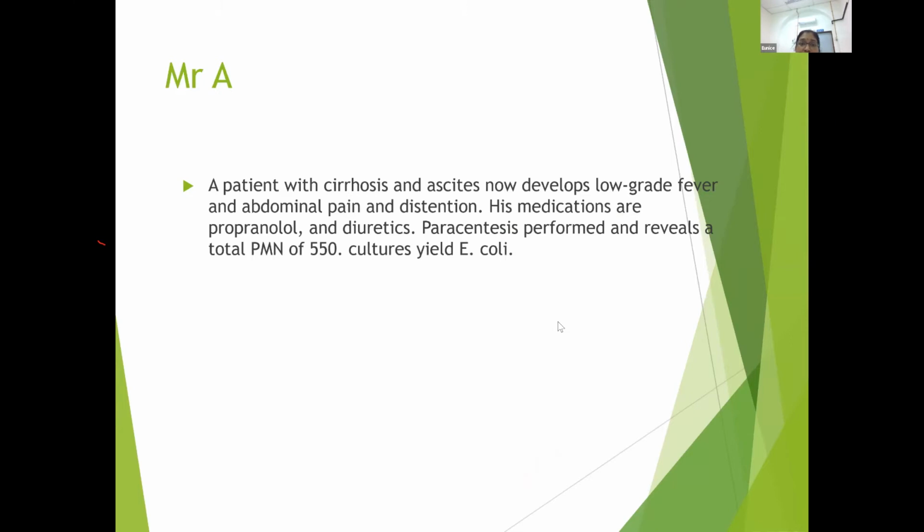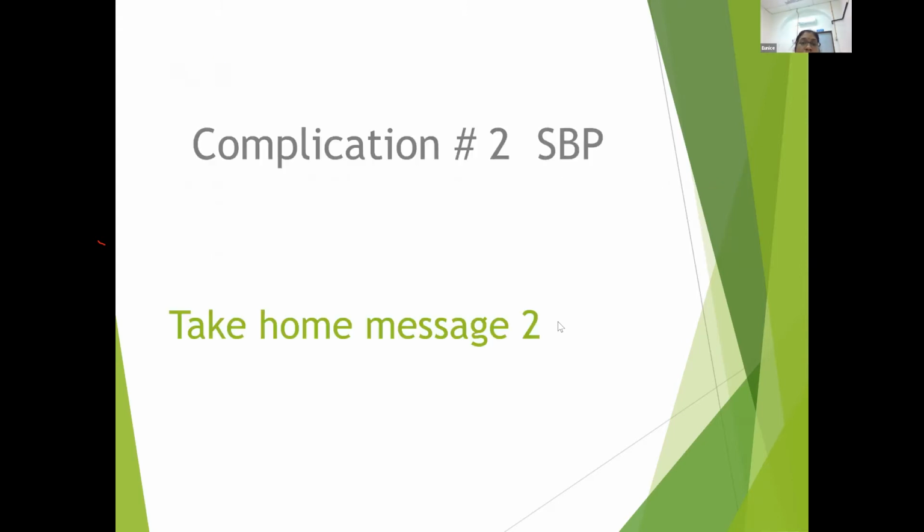Okay, we go to the next case. Mr. A, a patient with cirrhosis and ascites. Now he develops low-grade fever and abdominal pain and distension. His medications are propranolol and diuretics. Paracentesis is performed and reveals total polymorph 550 and culture yields E. coli. What could be the diagnosis?